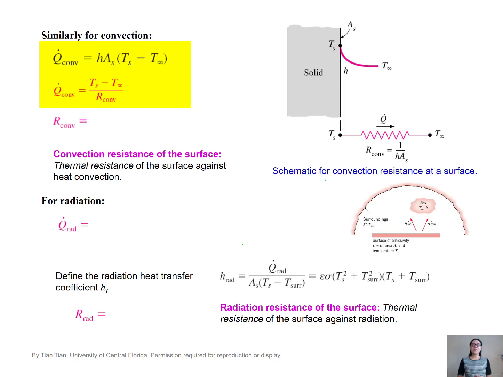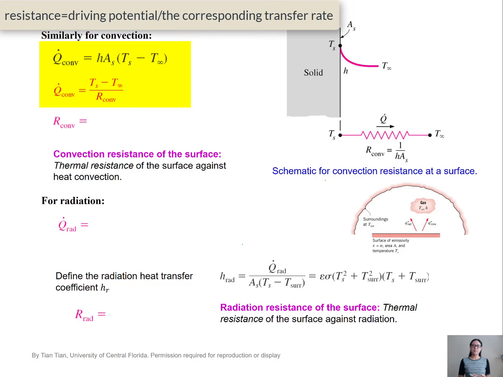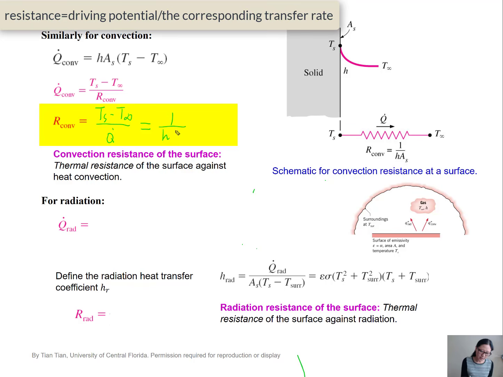For convection, we can use Newton's law of cooling to determine convection heat transfer rate. Similarly, we can define convection resistance as the ratio of the driving potential temperature difference by heat transfer rate. So our convection resistance is (Ts minus T infinity) divided by the convection heat transfer rate. So it is 1 over hAs.